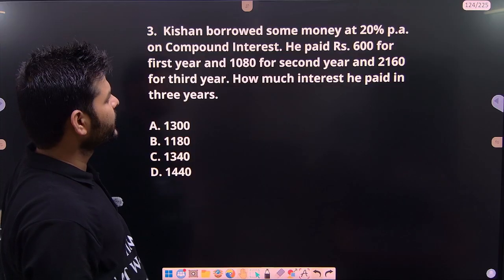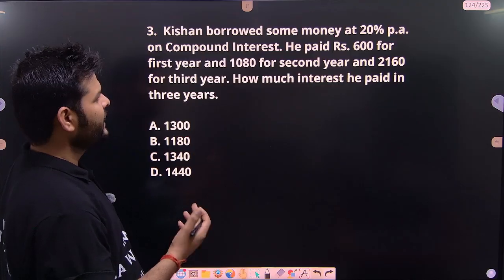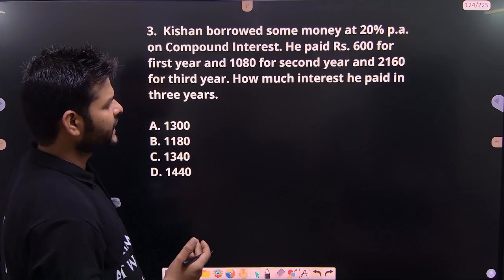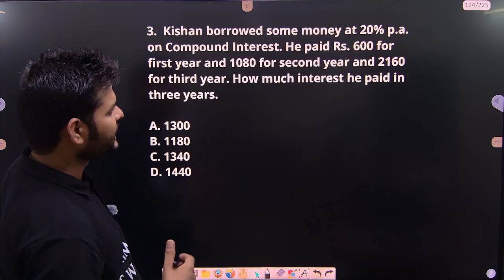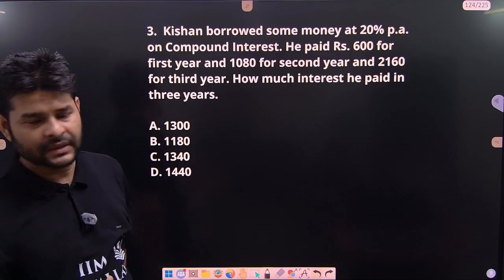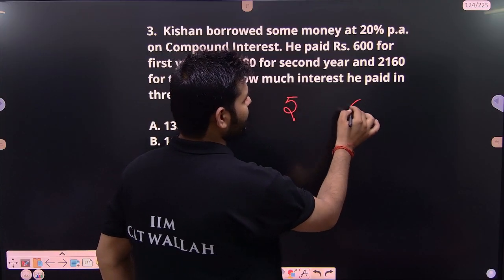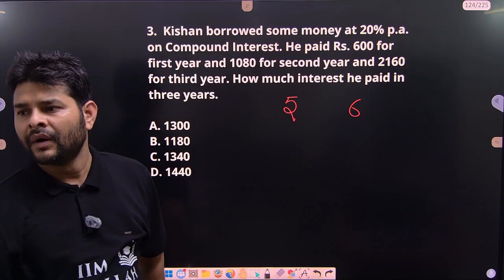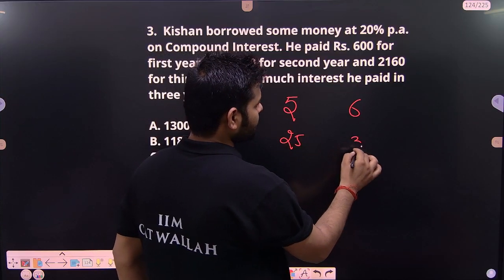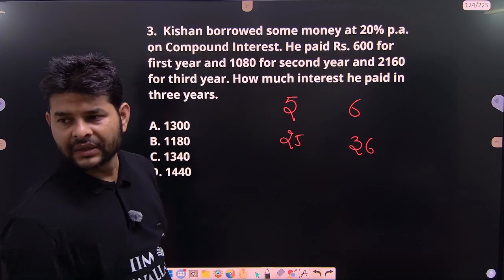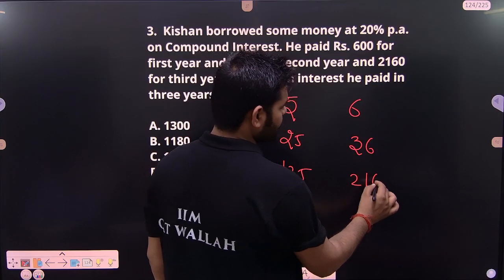Kishan borrowed some money at 20% per annum compound interest. He paid 600 for the first year, 1080 for the second year, and 2160 for the third year. How much interest did he pay in 3 years? So 20% means 1 by 5 for the first year. That amount will become 5 to 6. For the second year, 25 to 36. For the third year, 125 to 216.